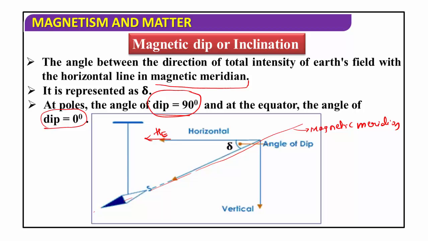HE means the intensity of the earth's field along the horizontal line in the magnetic meridian, and the angle of dip is represented by the symbol delta. At the poles, the dip value is 90 degrees. At the equator, the angle of dip is 0 degrees. This is the angle between the direction of the total intensity of the earth's field and the horizontal line in the magnetic meridian.